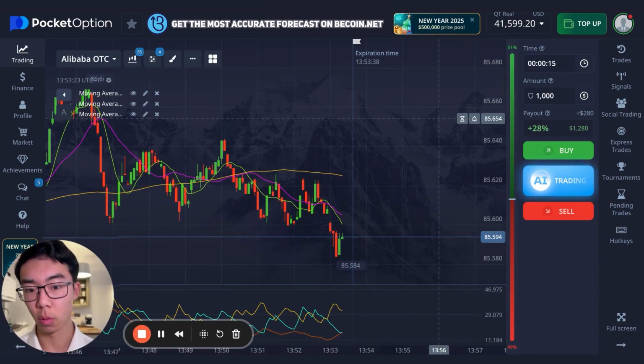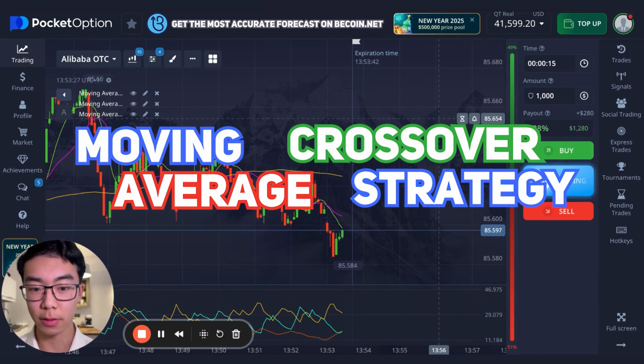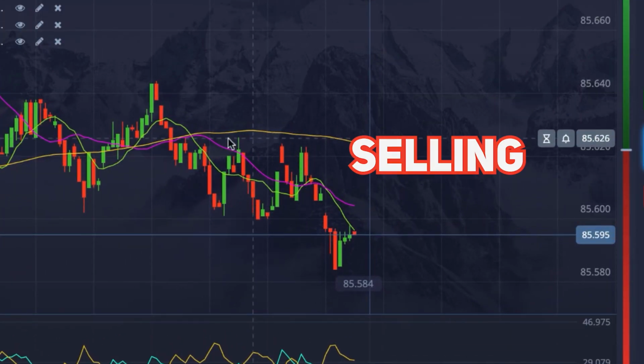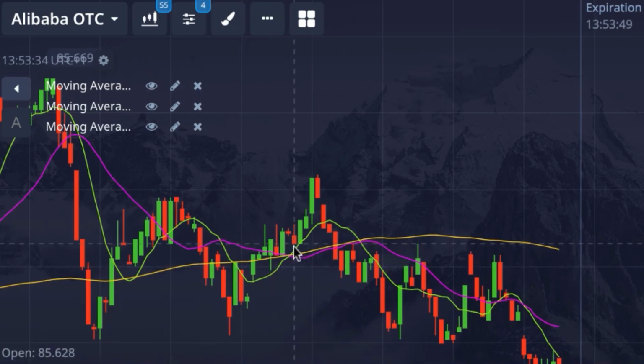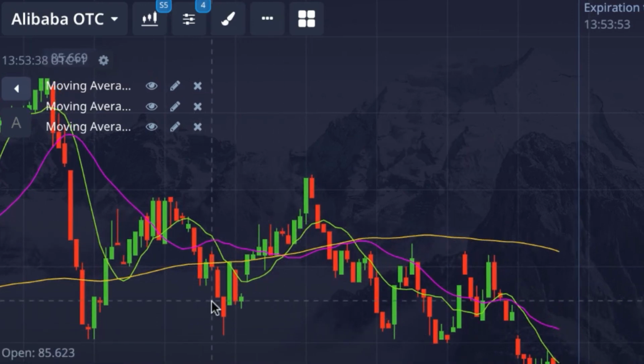So today in this video, we're going to be using the moving average crossover strategy. What this strategy means is when you see this green line cross over this purple line, you'll be selling. And when you see this green line cross over this purple line upwards, you'll be buying. So it's a very simple strategy.